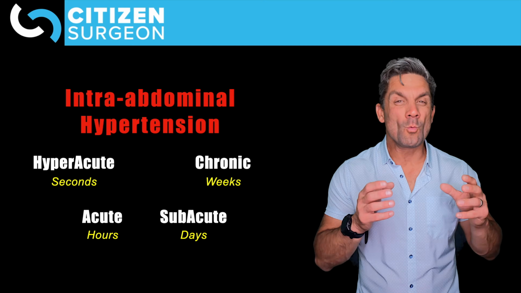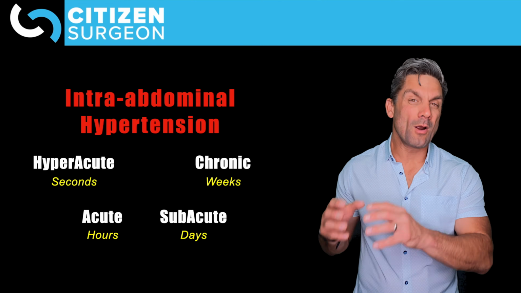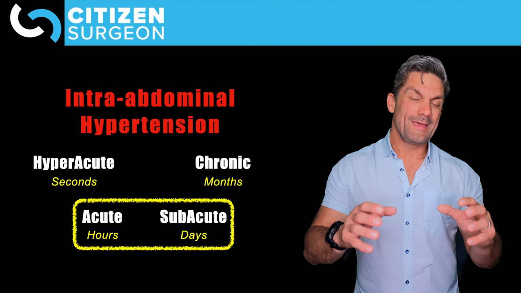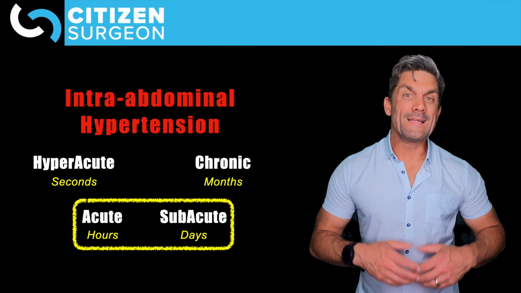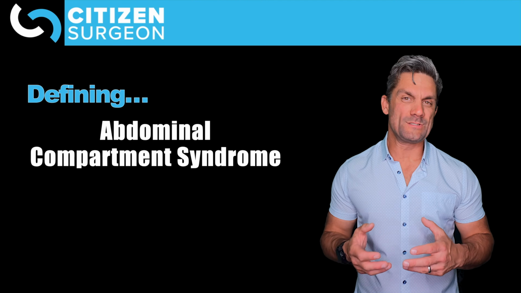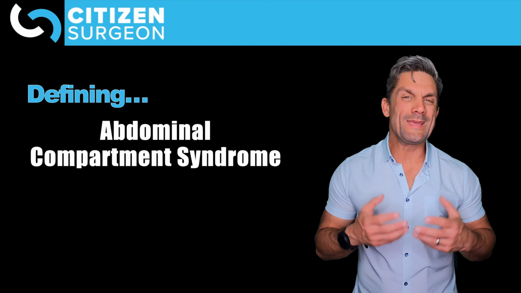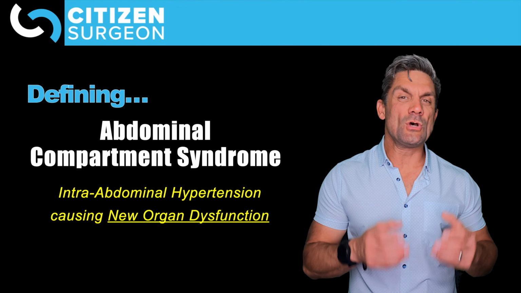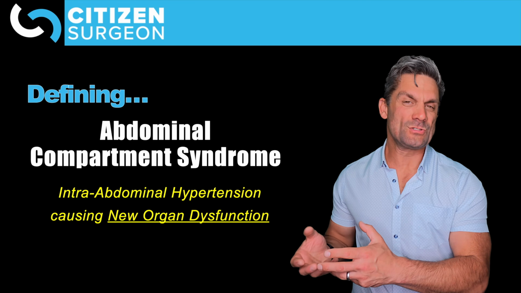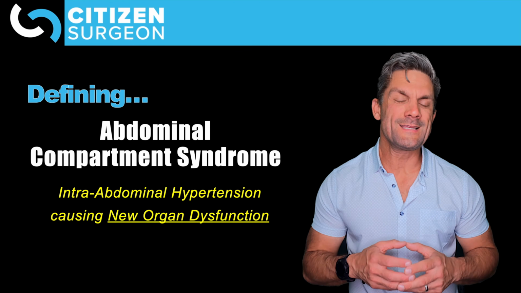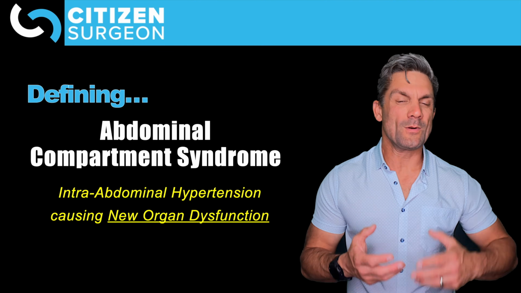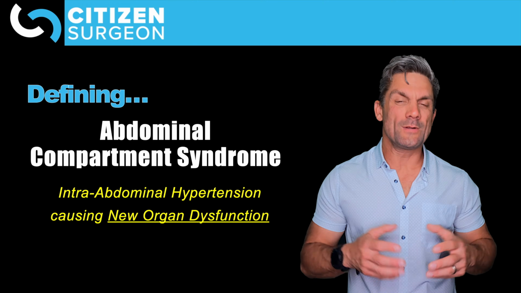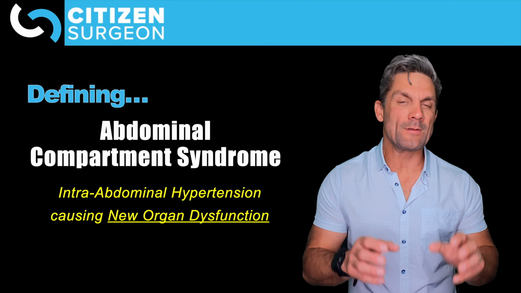Now, which of these are we worried about when we think about abdominal compartment syndrome? Well, we're worried about acute and subacute. And the reasons for that are right ahead. And so how do we define abdominal compartment syndrome? Well, abdominal compartment syndrome is intra-abdominal hypertension or increased intra-abdominal pressure that's associated with new organ dysfunction. And I'm going to take you through all of the organs that suffer in abdominal compartment syndrome and what happens in each of these organs. But any new organ dysfunction that is associated with intra-abdominal hypertension, we can define as abdominal compartment syndrome.